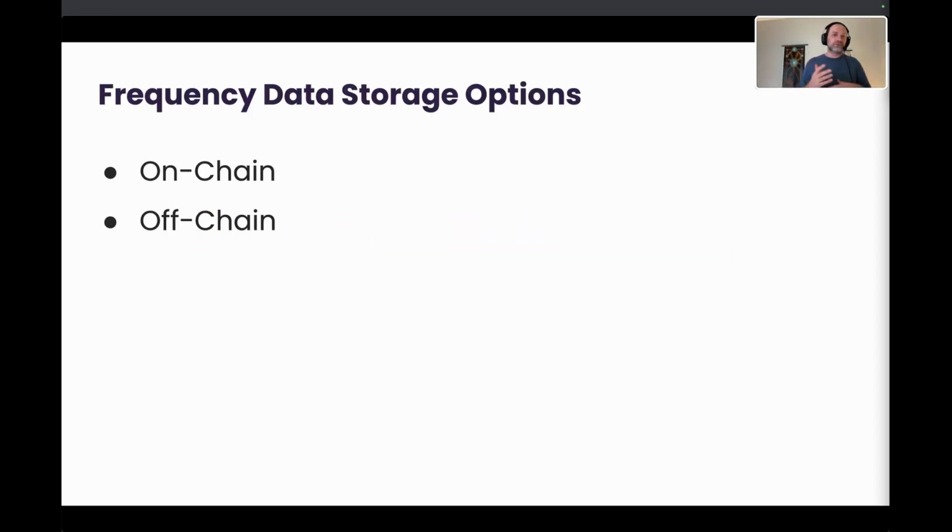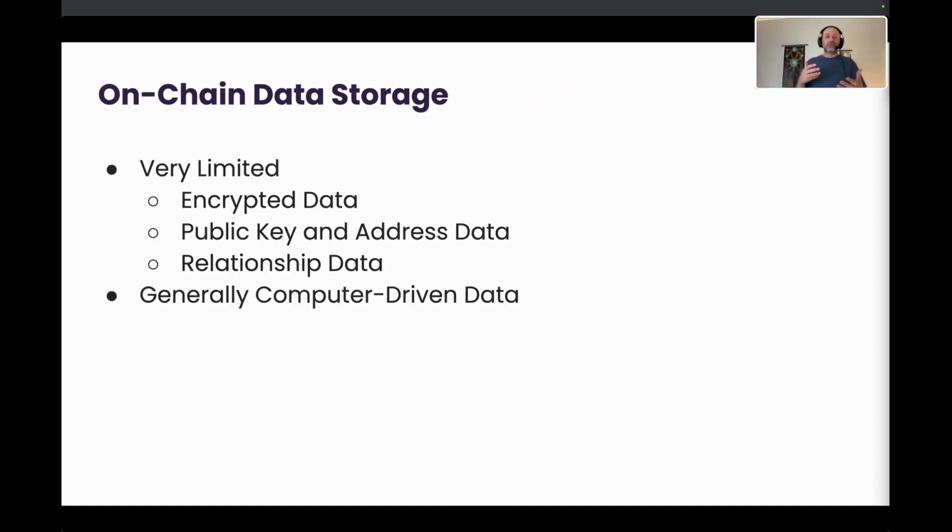And really right now, there's two primary storage options. It can be on-chain or it can be off-chain. And on-chain storage is very limited. This is very costly storage, and it tends to be limited to encrypted data, public key and address data, relationship data. In general, this is computer-driven data, data that a computer needs to be able to read and that a computer created in some way, shape, or form.